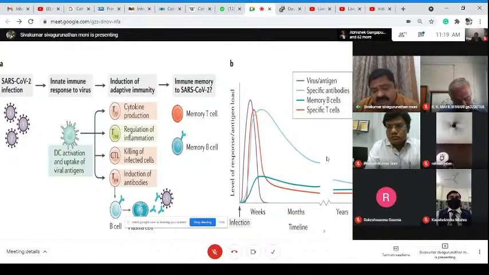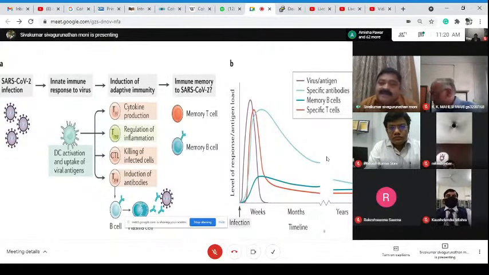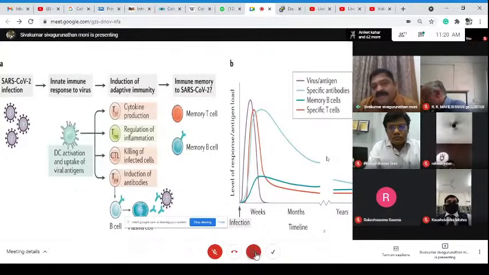Of course, the pathogenesis varies, with person to person variation. Some reports show good long-term immunity, but most reports show that SARS-CoV-2 infection does not give a long-term specific antibody titer. The memory T cell and memory B cell development is also quite low.